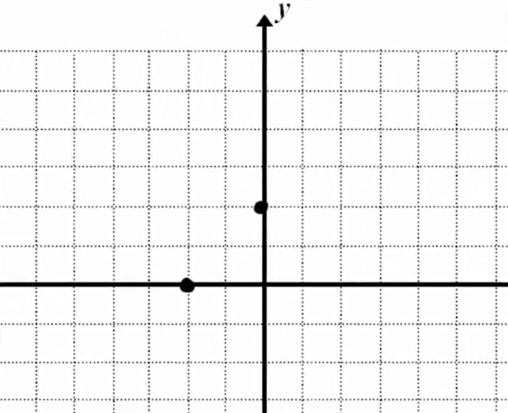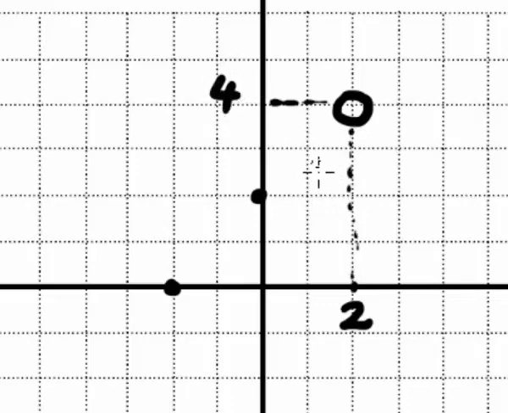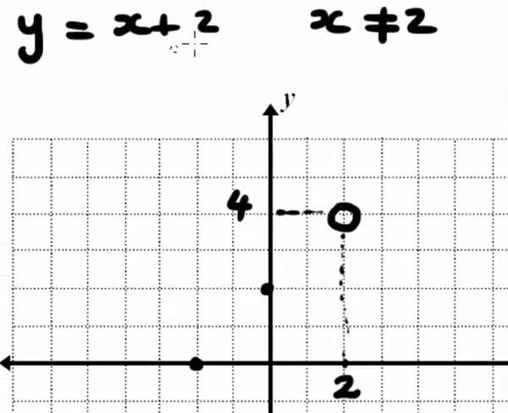Well, at x is 2, we go up to 4, but we're not allowed. There is no y value there because it's undefined at x equals 2. I'm going to put an open dot in line with x is equal to 2, and I know that my y would have been 4. If it was just the graph of y equals x plus 2, it would have gone through this point, 2, 4.